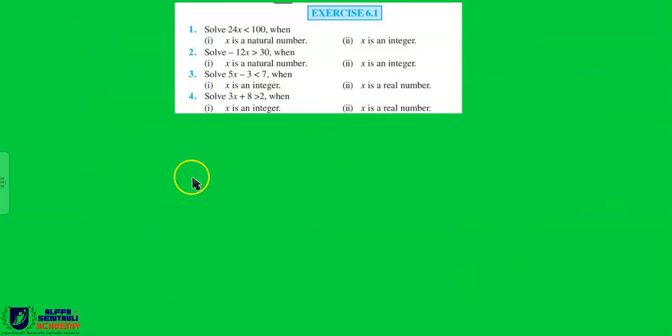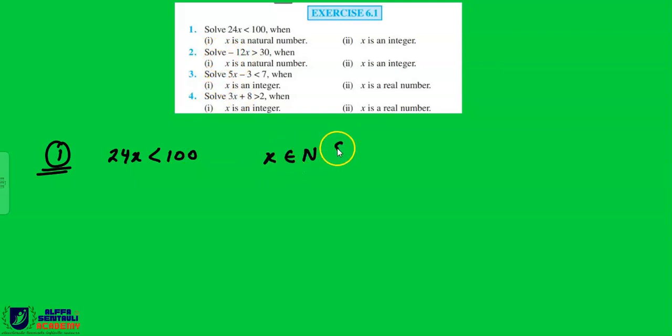Okay, can you see the question is visible to you, beta? Is it visible? Right. So let us solve question number 1. This is very easy. See, in the very first question, what is given? Solve for x: 24x is less than 100. They have given two cases. The first case is when x belongs to natural numbers.